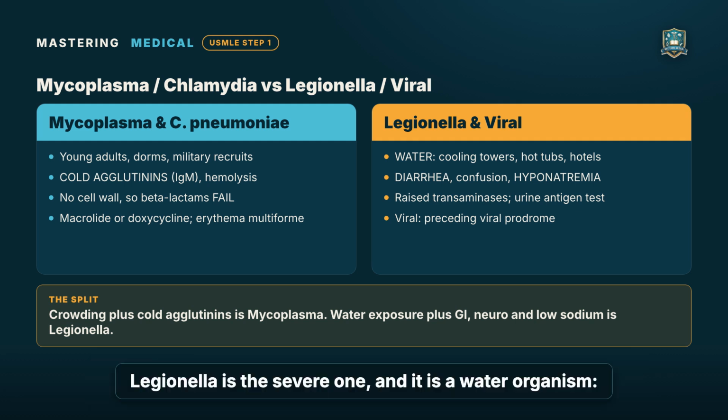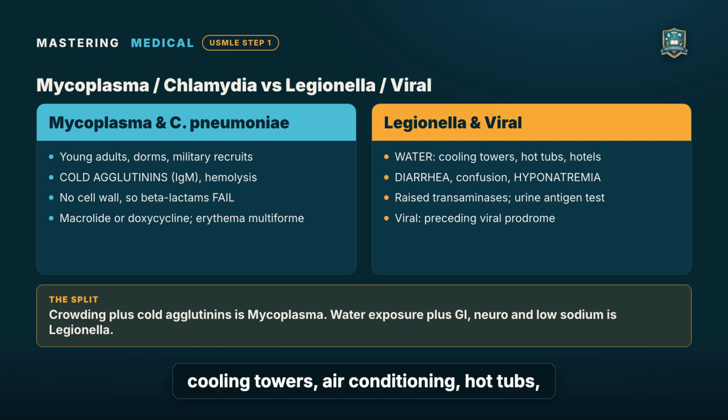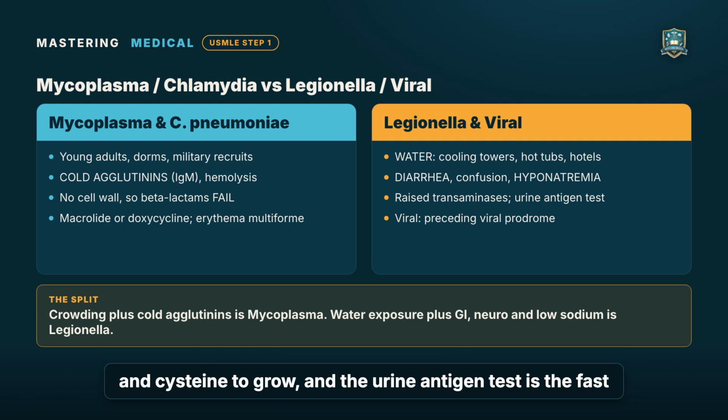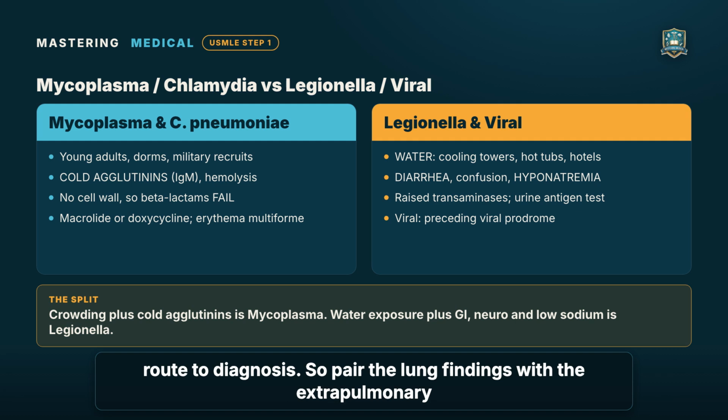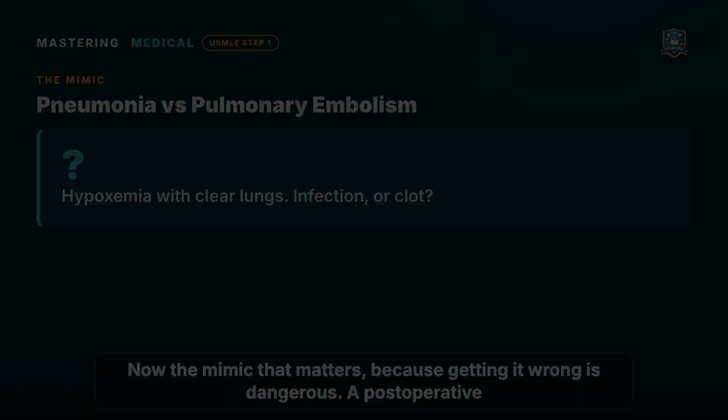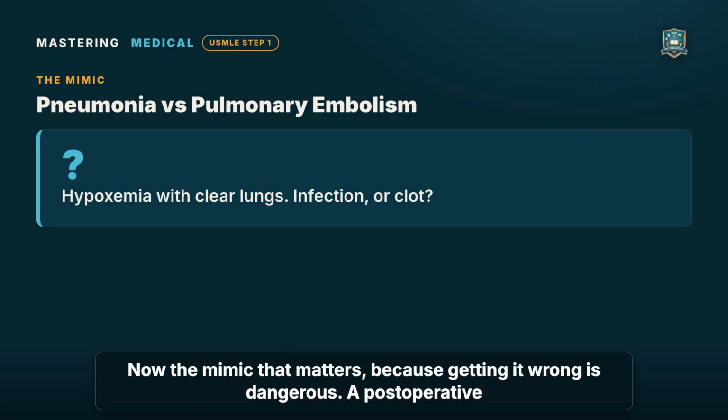Legionella is the severe one, and it is a water organism. Cooling towers, air conditioning, hot tubs, hotels, and cruise ships. The signature is that it goes beyond the lungs, with diarrhea, confusion, hyponatremia, and raised liver enzymes. It needs charcoal yeast extract agar with iron and cysteine to grow, and the urine antigen test is the fast route to diagnosis. So pair the lung findings with the extrapulmonary clue, crowding and cold agglutinins, or water exposure with gut, brain, and sodium. Now the mimic that matters, because getting it wrong is dangerous.